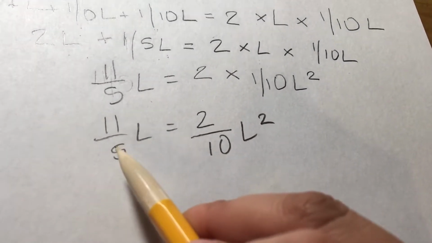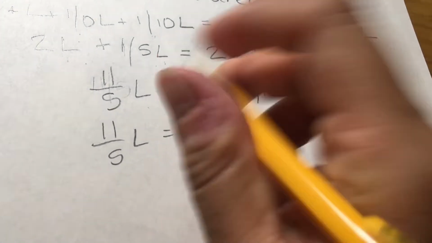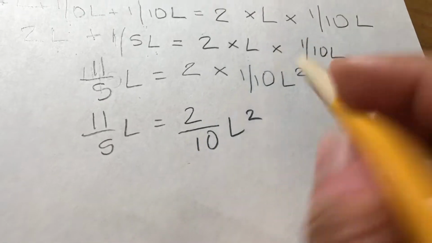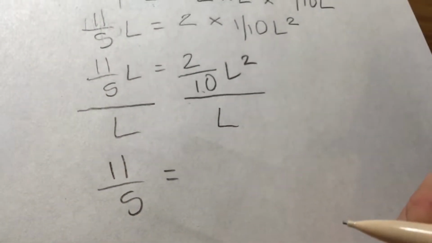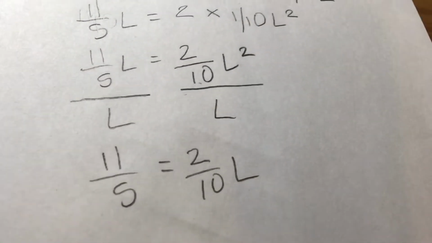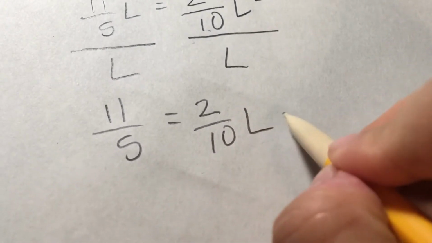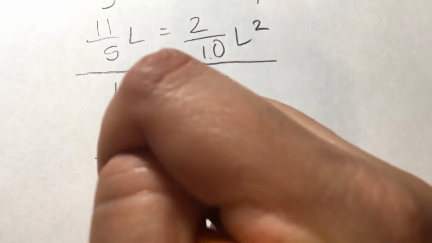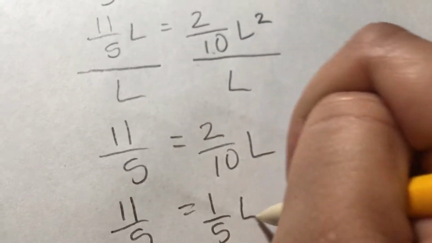Now our next step is to divide each side by L, because we have to get the L by itself. So we get 11 over 5 equals 2/10 L. You see how I got that? And if you want, you can reduce that 2/10 to 1/5. So I'm going to write 11 over 5 equals 1/5 L.